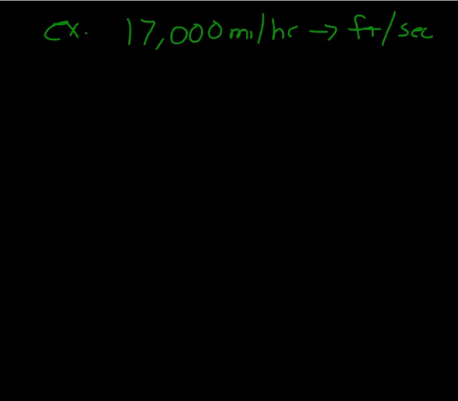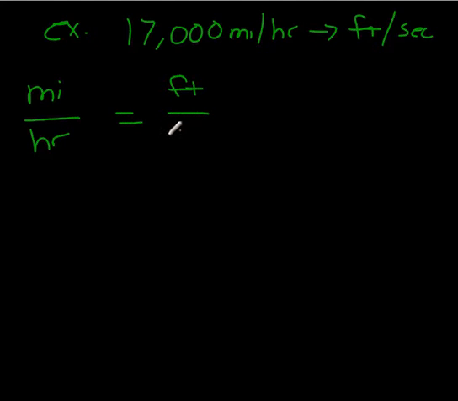All right, so in this problem, we are going to take 17,000 miles per hour, and we need to convert that from miles per hour to feet per second. Let's pretend we're talking about a plane, something that moves very, very fast. And so instead of talking about how many miles per hour that you can go, we need to talk about how many feet per second that we can go.